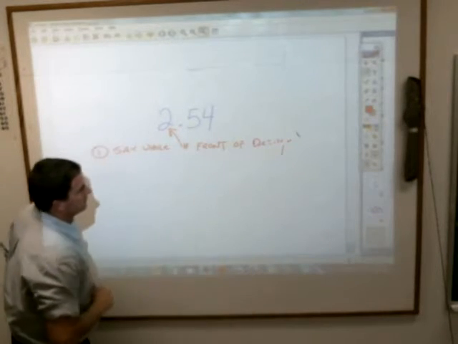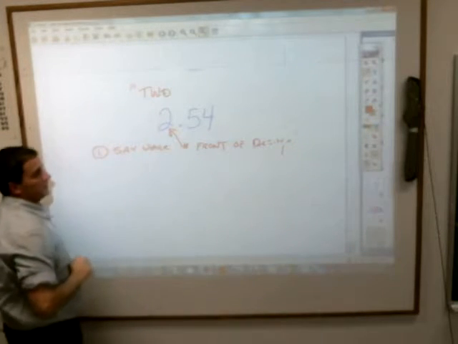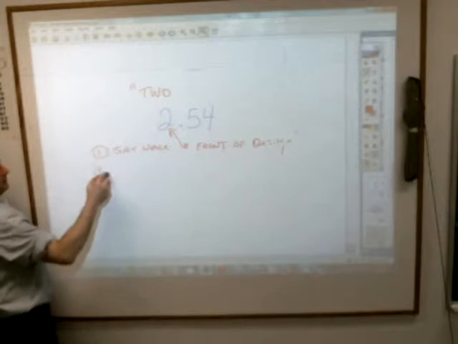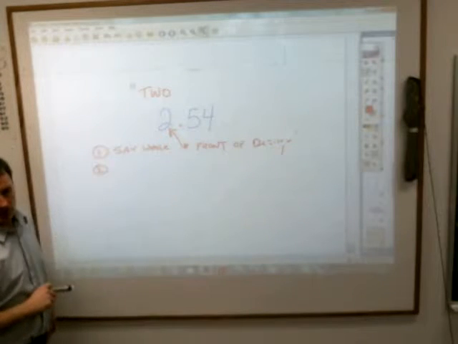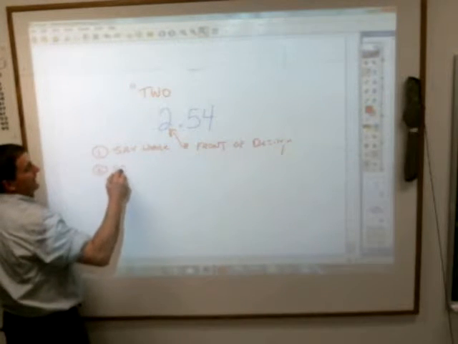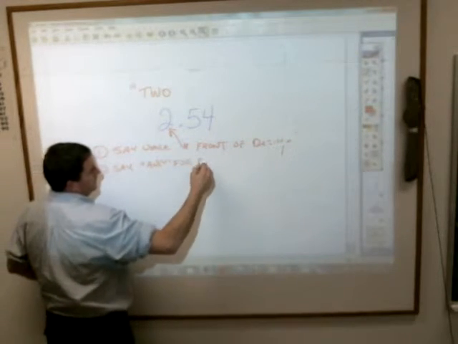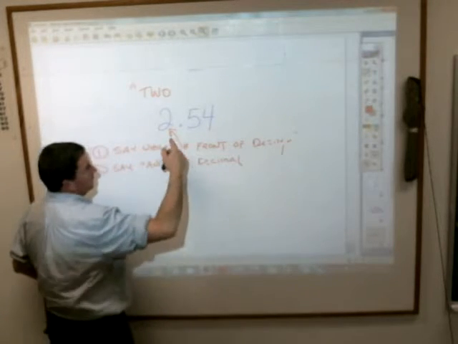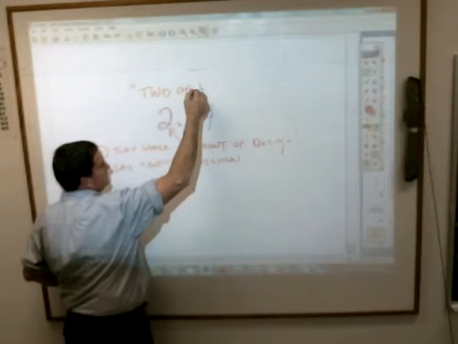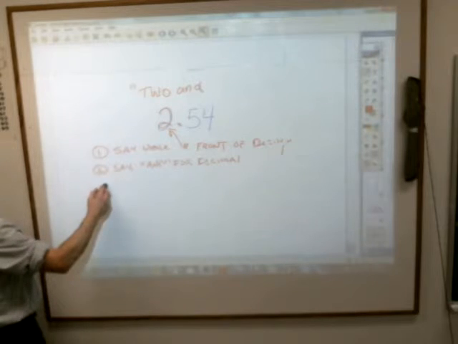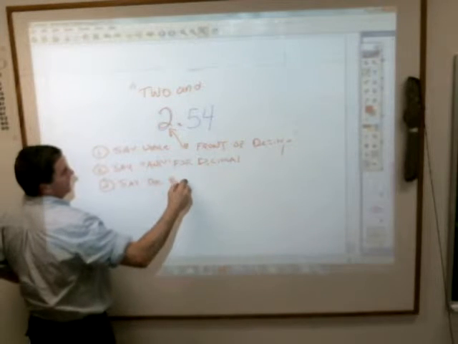So in this number here, I would say the word 2, because that's what's in front of the decimal. The second step is, who knows what the second step is? There's 4 parts to this. The second step is you have to say the word and for the decimal. So when I say this out in words, I have to say 2 and, that's my second step.